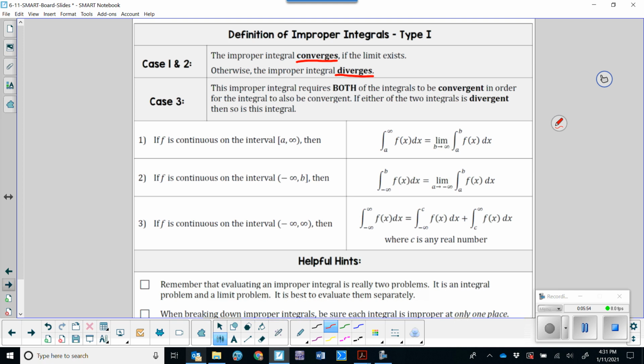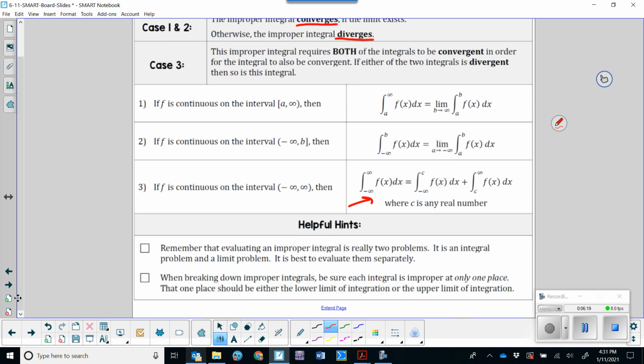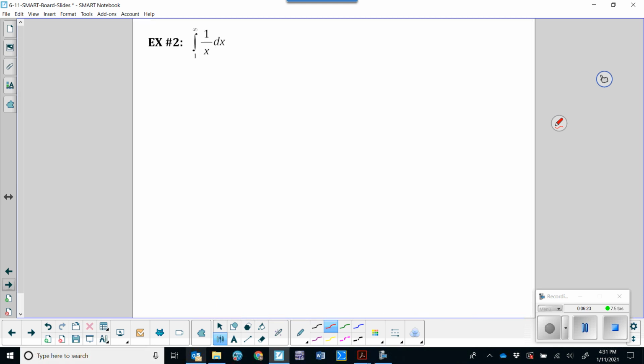Okay? If you have two different integrals, and you'll see an example of that in a minute, like this case here, they both have to converge in order for the integral to converge. So if one of those was infinity, it wouldn't even matter what the other one did. It would be infinity. So the easiest way to figure it out is honestly just to watch examples and follow the steps, okay?